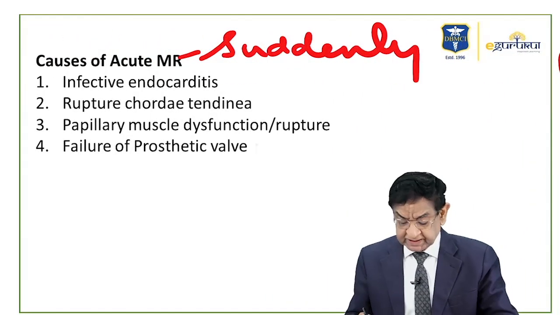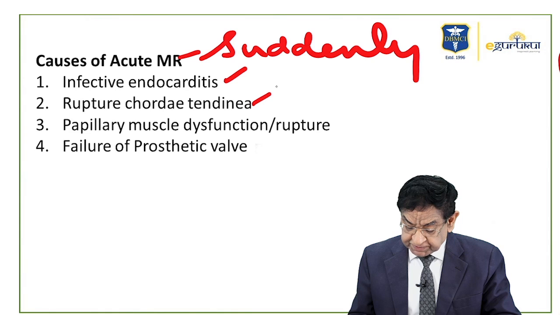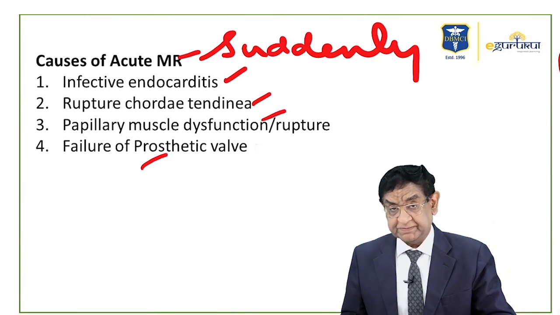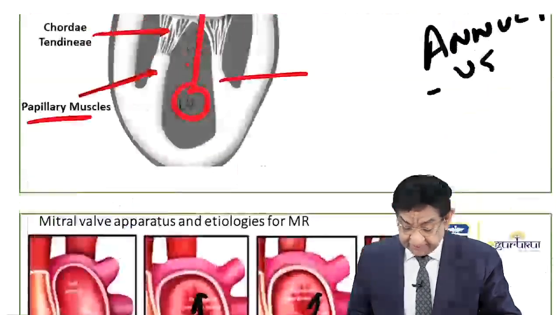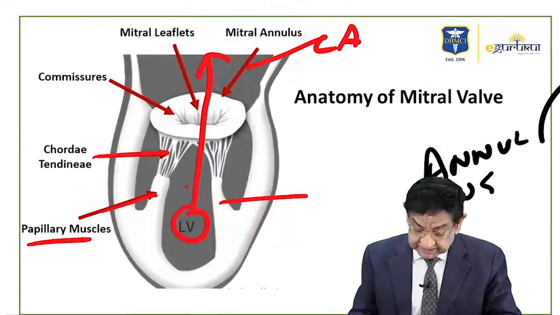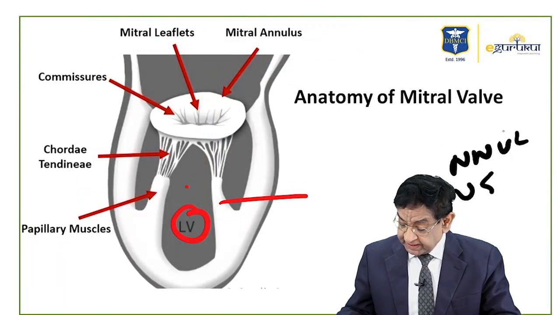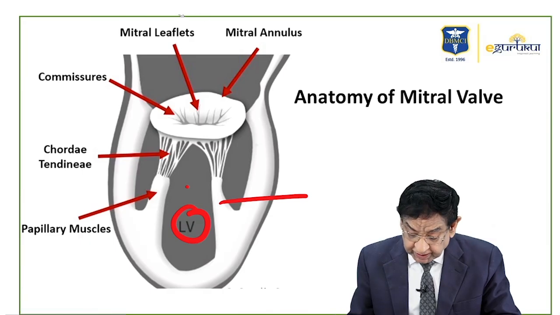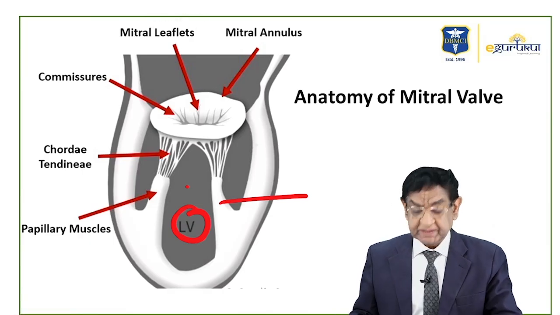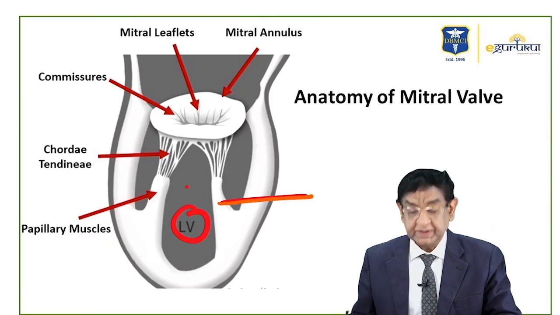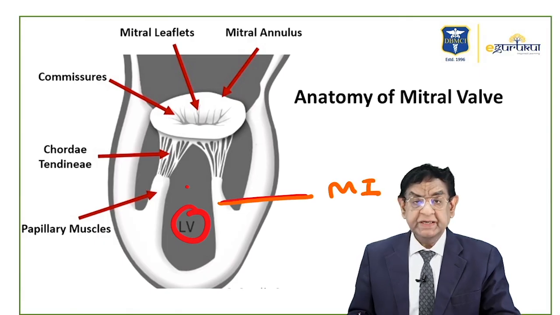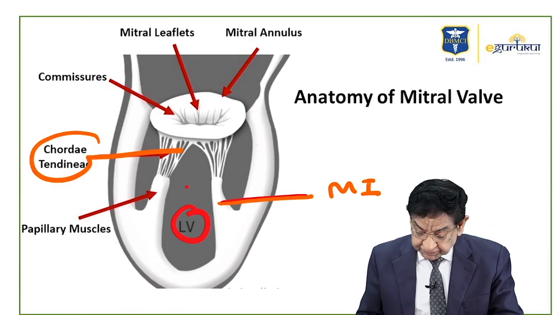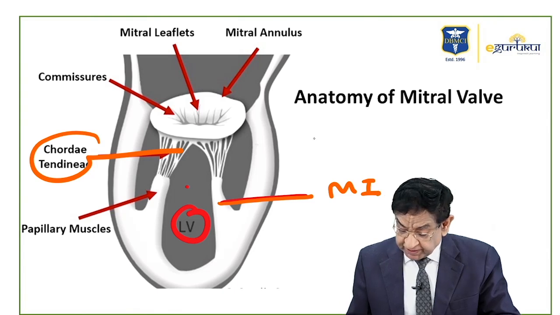So acute MR occurs in conditions like endocarditis, rupture of chordae tendineae, papillary muscle dysfunction, or failure of the prosthetic valve. Okay. If I have to show you again the diagram, it goes like this. Number one, papillary muscle dysfunction, and this typically occurs in myocardial infarction. Chordae tendineae, this structure, and this typically occurs in endocarditis.